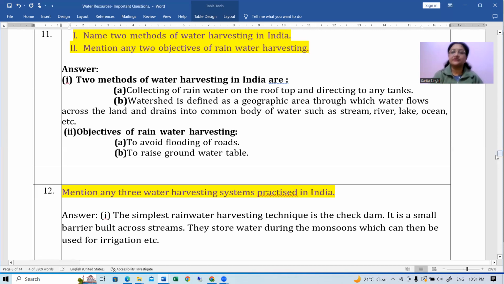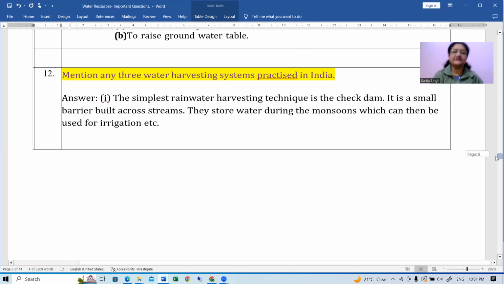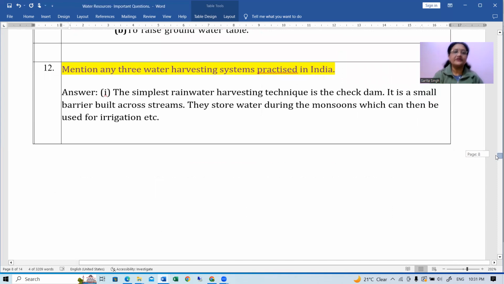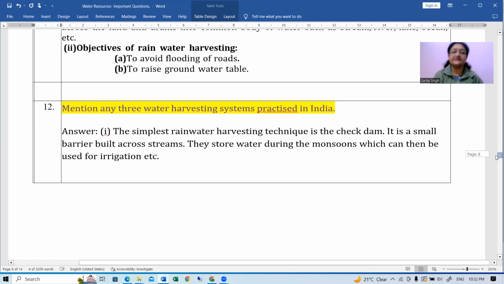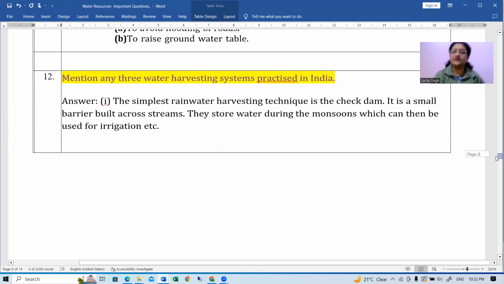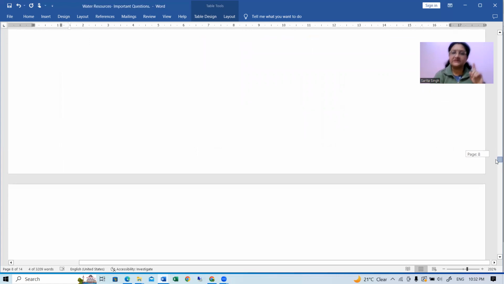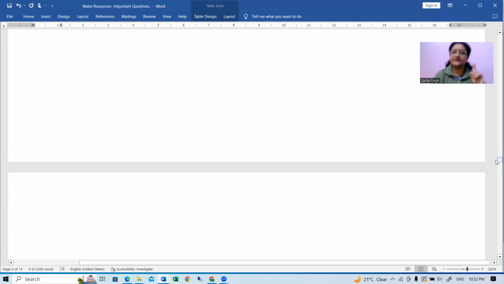Next is: mention any three water harvesting systems practiced in India. The first one, the simplest rainwater harvesting technique, is the check dam. It is a small barrier built across streams, and they store water during the monsoons, which can then be used for irrigation purposes. So that is the first method.